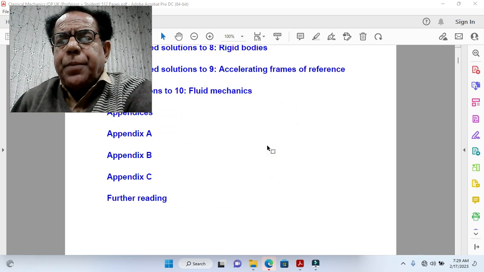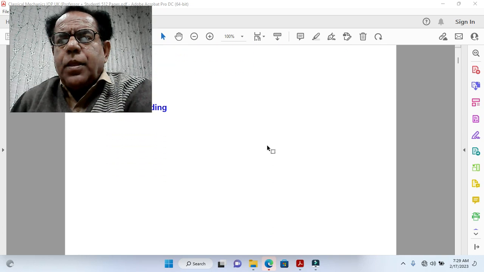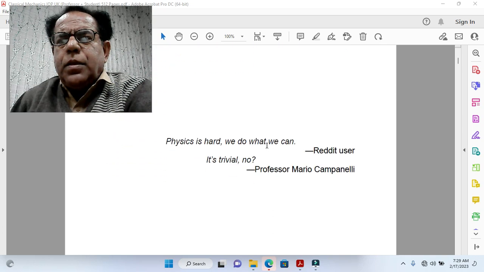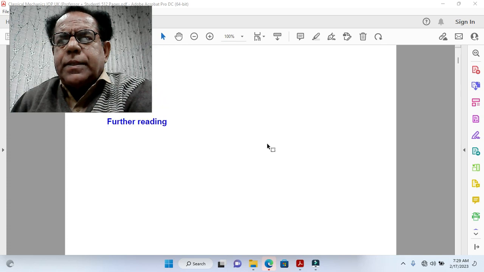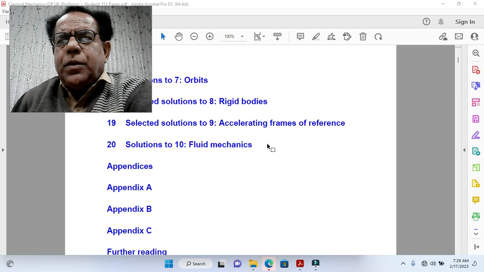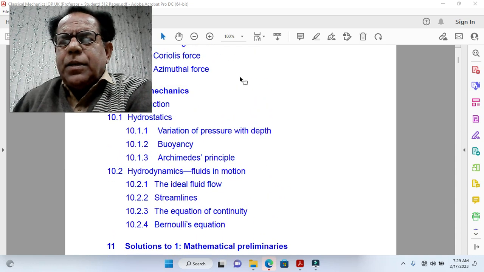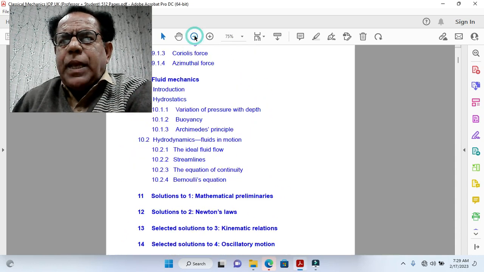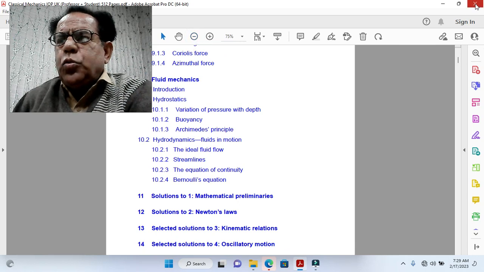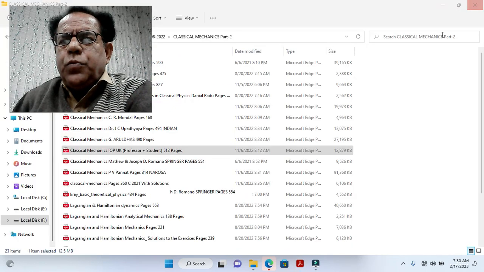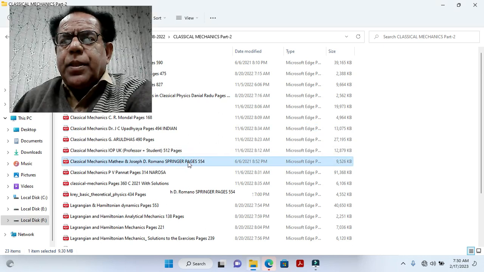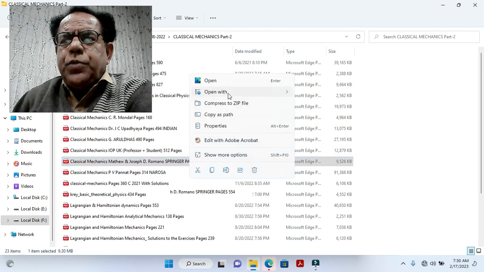There is no information about the index. Anyhow, page numbers are rather not given, or perhaps we have gone through this book, and now we should proceed further. Yes, okay, we are moving to the next book.